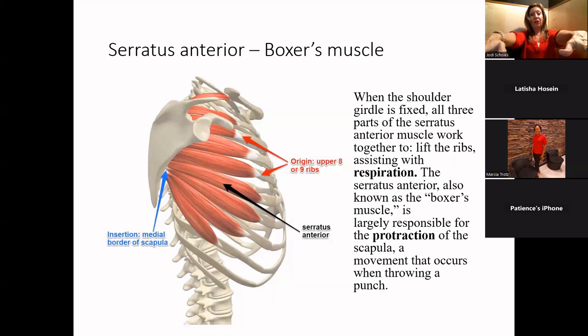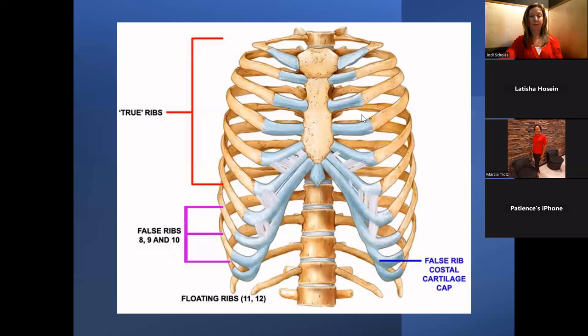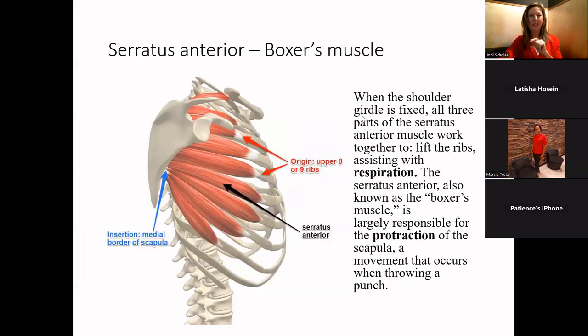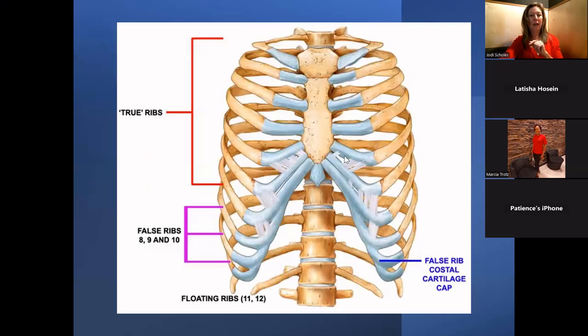So remember we did retraction in the zombie? Now we do protraction as a boxer. That scapula moves forward on the rib cage. Protraction of the scapula. And while we're here looking at the serratus anterior, such a nice picture, right? Let's just take a quick look at the rib cage because I want to remind you we've got some true ribs and some false ribs.